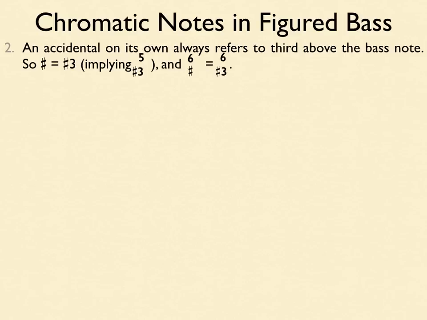Accidentals on their own will always refer just to the third above the bass note. It's just a convention. You don't need to know why this is. It's just something that's very common in figured bass. So it's only really going to be next to 6 or 5 or 4 or other numbers where you actually have to write the sharp, flat, or natural next to those numbers. You don't have to do that for the third. You can just write the accidental on its own.